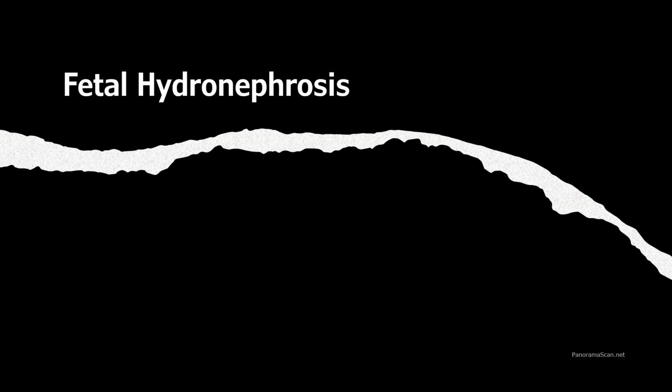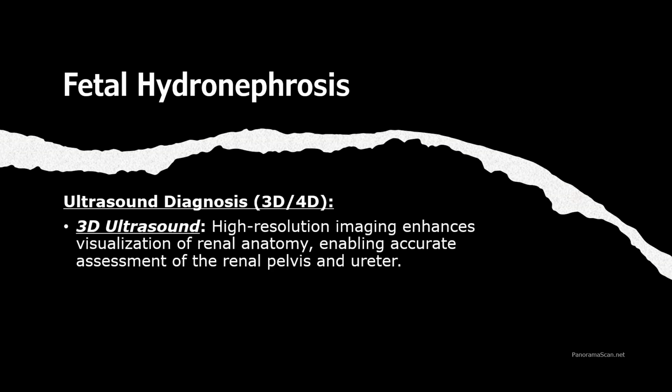Ultrasound plays a crucial role in diagnosing and assessing fetal hydronephrosis. Both 3D and 4D imaging provide valuable insights into the renal anatomy and function. 3D ultrasound with high resolution imaging capabilities provides a detailed and enhanced view of the renal anatomy, allowing for a more accurate assessment of the renal pelvis and the ureters. This allows us to determine the extent of dilatation and identify any structural abnormalities.